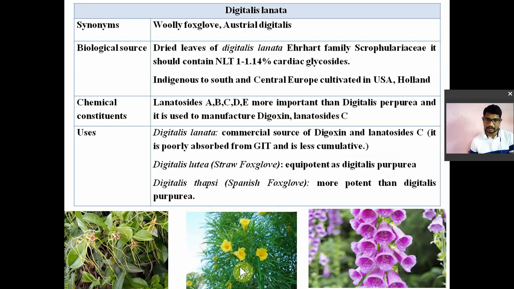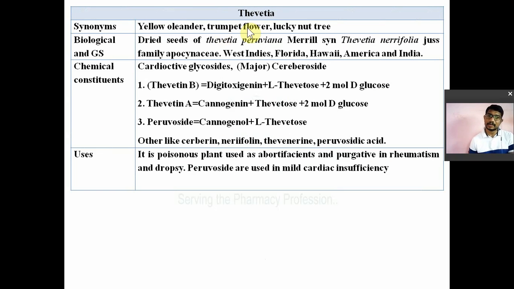This is a Thevetia plant. Next one is Thevetia. It is again a cardiac glycoside drug, known as yellow oleander, also known as trumpet flower or lucky nut tree. Remember the names: yellow oleander, trumpet flower, lucky nut tree. And the biological source is dried seeds of Thevetia peruviana, or Thevetia neriifolia, family Apocynaceae. It is found in the West Indies, Florida, Hawaii, America and India.